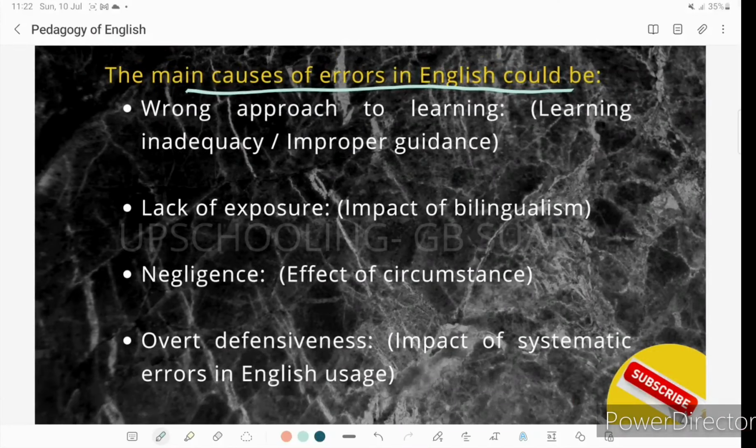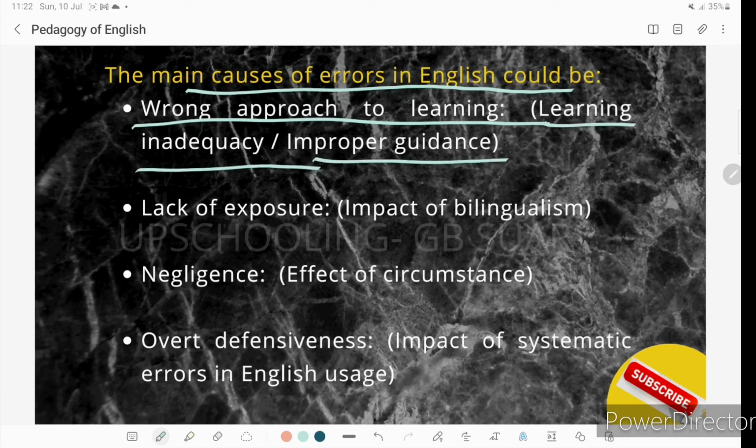To sum up our discussion, we may conclude the main causes of errors in English in this manner. First of all, a wrong approach to learning or learning inadequacy or improper guidance. ज़्यादातर स्कूल से पढ़ाई शुरू होता है. While Odia learners do read a lot of English, they do not do so consciously. By that, I mean we do not focus on how the language is being used. हम meaning ले लेते हैं, but we don't pay attention to the sentence structures and grammars. इसलिए सारी गलतियां हो जाती हैं.